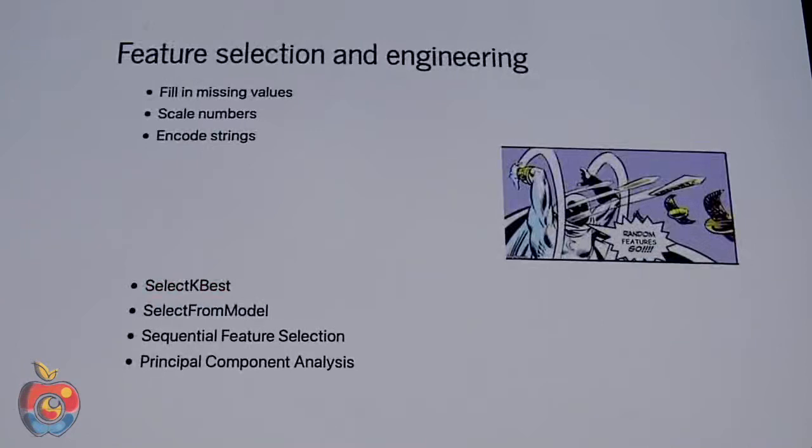So next was feature selection and engineering. We've got data inside of a data frame. It's all loaded up, it's split off. Now we need to do some more stuff to it. The stuff that we need to do is fill in missing values, scale numbers, and then encode strings.